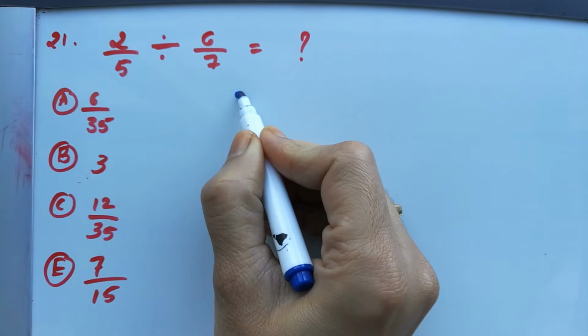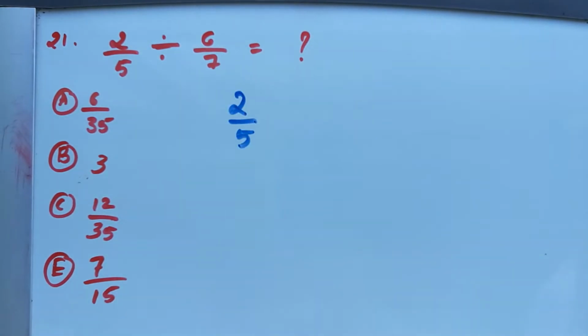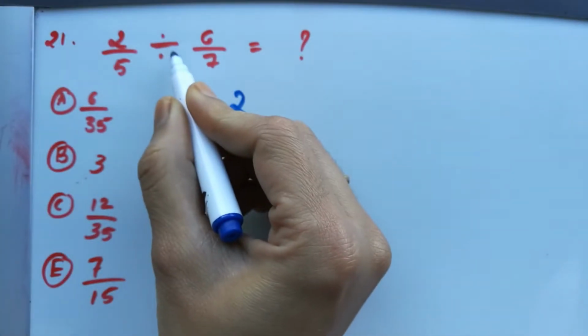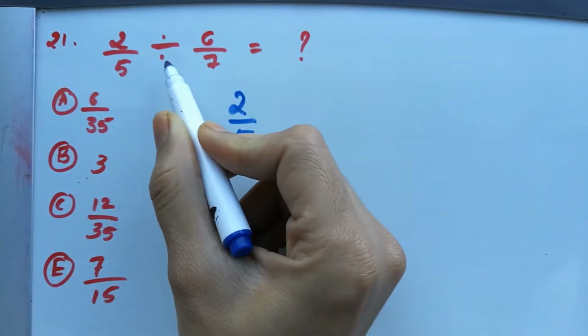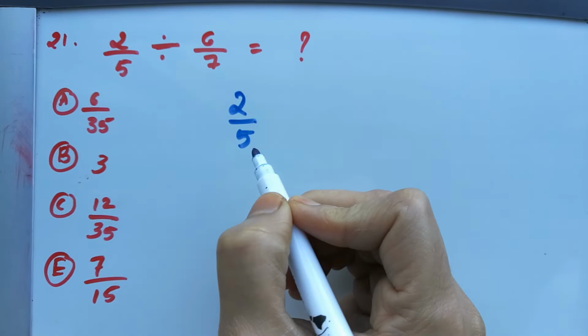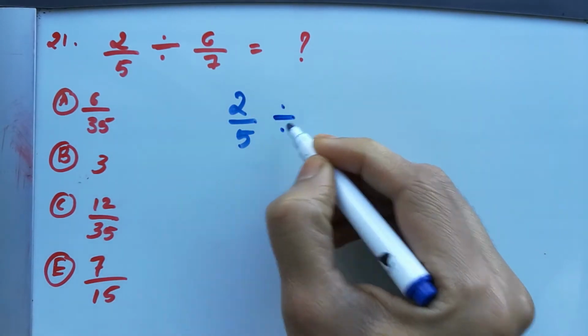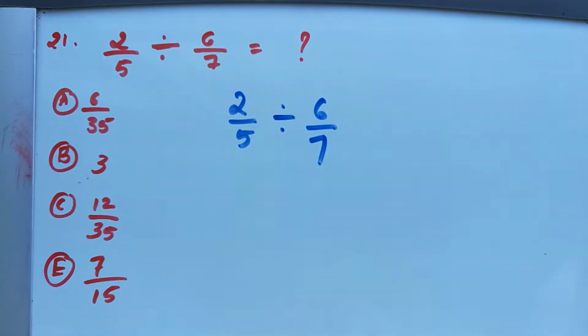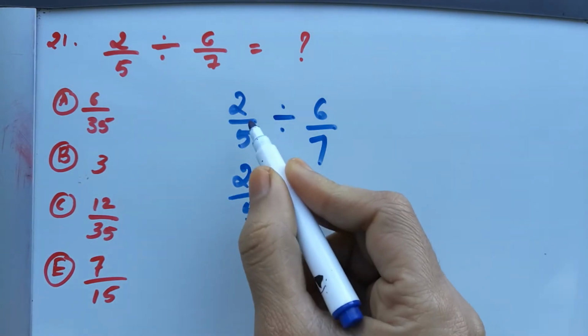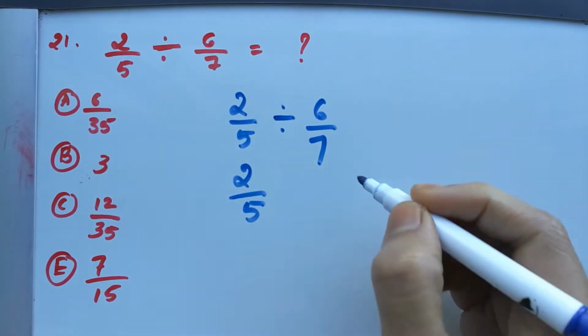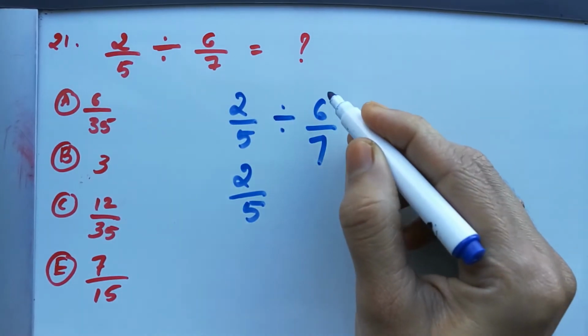2 divided by 5 divided by 6 by 7. 2 by 5 is divided by 6 by 7. What you have to do? Division of a fraction or division of a rational number. How do you divide it? Keep the first number as it is. Then you have to take the reciprocal of the second number.